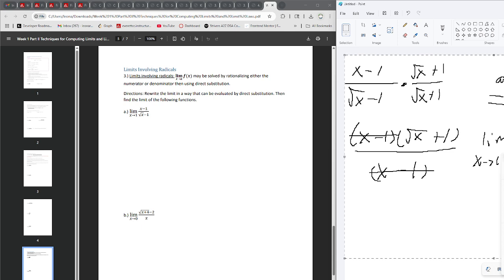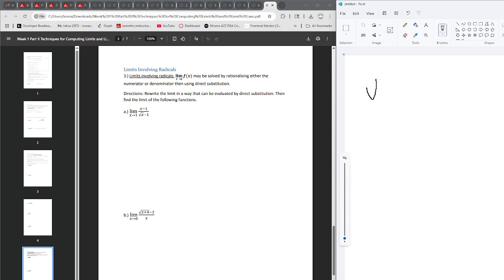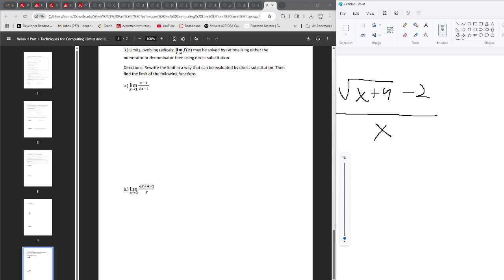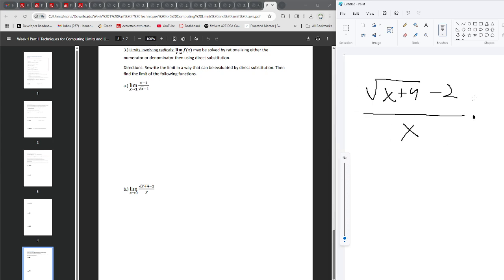Let's solve this one. Square root of x plus 4 minus 2 over x as x approaches 0. So as this goes to 0, this is square root 4 minus 2. 2 minus 2 is 0 over 0. Technically, you can use L'Hopital on this, but you don't know that yet. So how do we deal with this one? Well, we use the same thing, the conjugate, except this one's a little bit grosser. We'll do square root of x plus 4 plus 2.